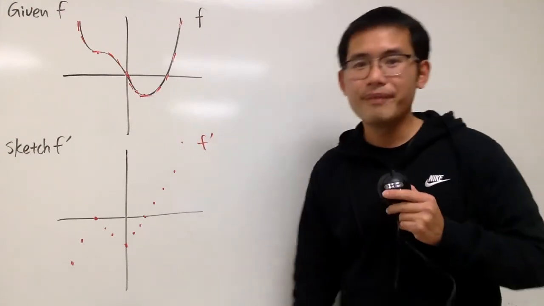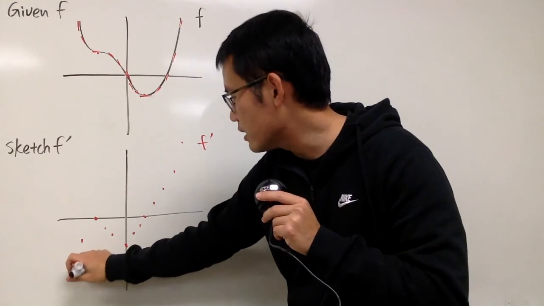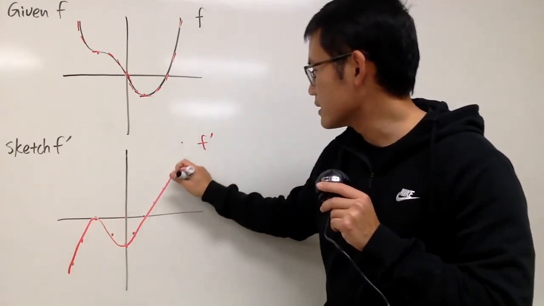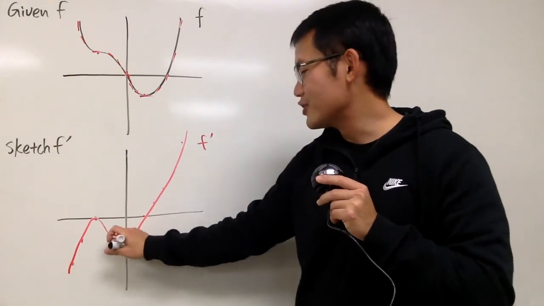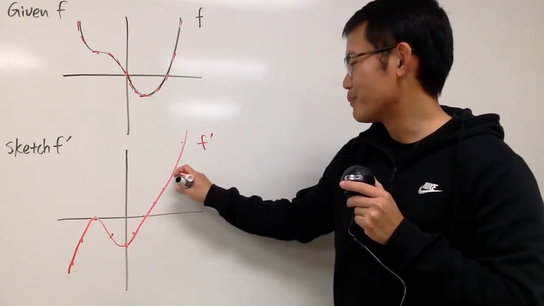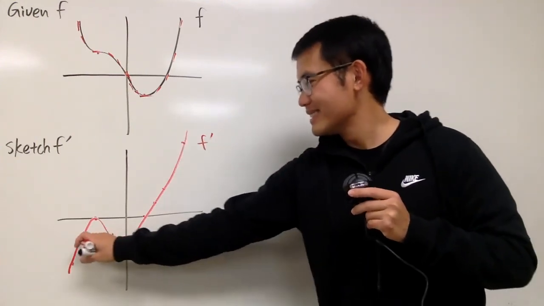Maybe something like that. So with all these points, of course, we can connect the dots with a nice curve. So it will look something like this. And again, it's the shape and we're just estimating. So this right here, I think it's pretty good. Okay, so yeah, that's it.